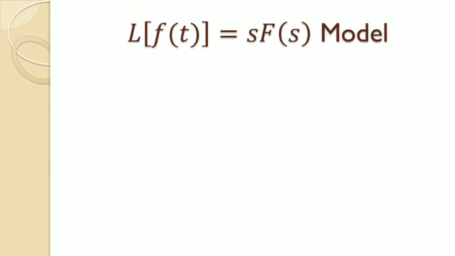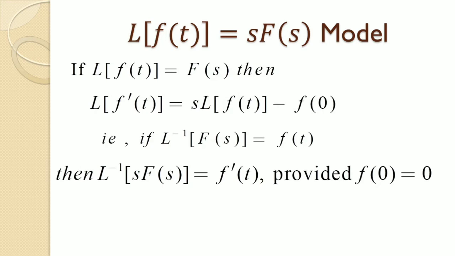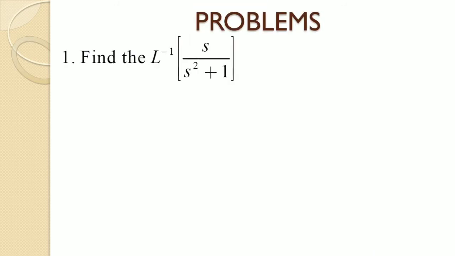Now let us see the next model. L of f of t is equal to s into F of s. If L of f of t is equal to F of s, then L of f dash of t is equal to s into L of f of t minus f of 0. That is, if L inverse of F of s is equal to f of t, then L inverse of s into F of s is equal to f dash of t, provided f of 0 is equal to 0. This can be written as d by dt of f of t. That is, d by dt of L inverse of capital F of s. We'll see the problems related to this model.